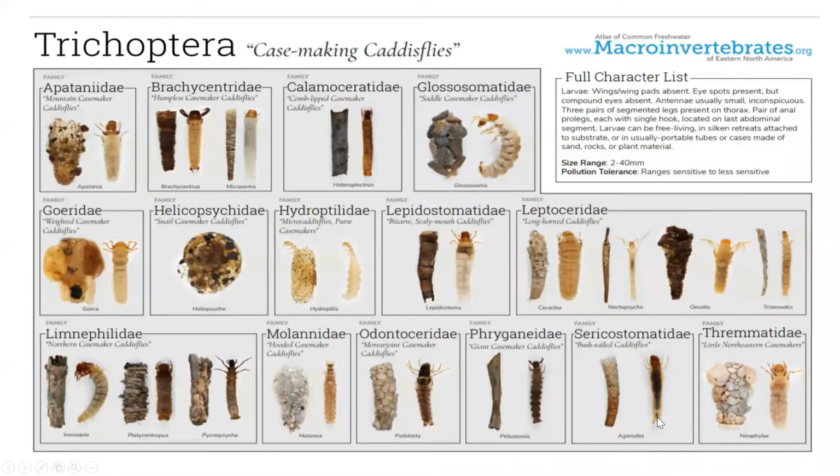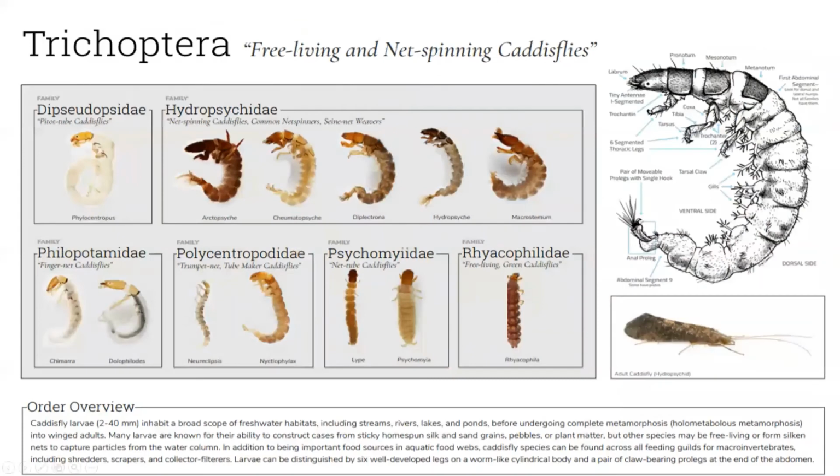Now in this case, I'm showing the Trichoptera or Caddisfly version, which is 2 pages and is a great way to get an overview of the order all in one place. And here we see a life history summary plus all the case makers, which are just so beautiful in themselves to view. And then on the other side, we see the free living and net spinning caddis plus a morphological diagram, an image of an adult, and an order overview.